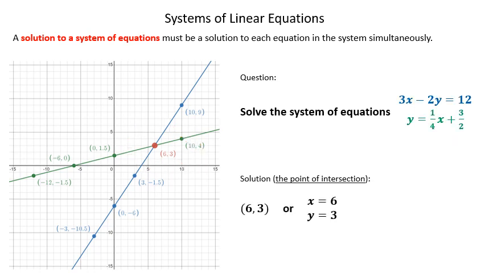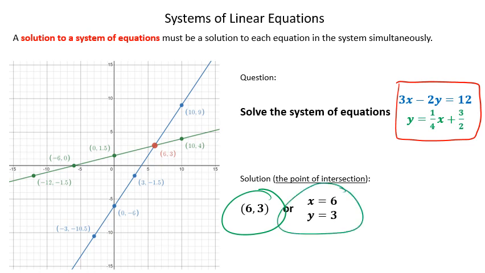So the solution to this system, the blue equation associated with the blue line, the green equation associated with the green line, is the point (6, 3), or you could say x equals 6, y equals 3. Either one is perfectly fine, either one is acceptable. Okay, so this is what it means to solve a system of equations.